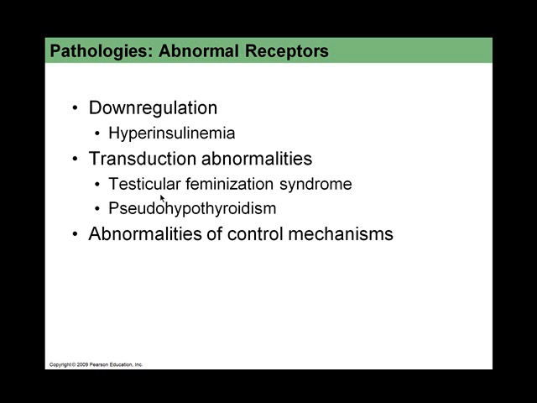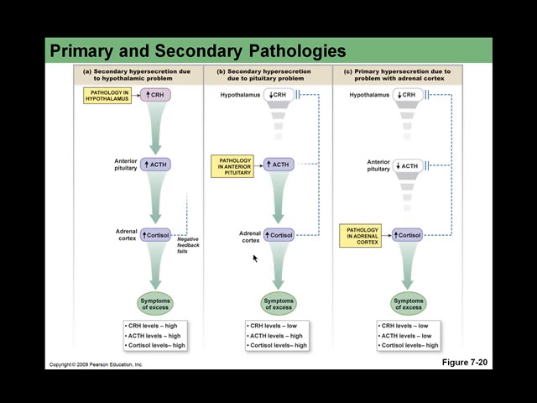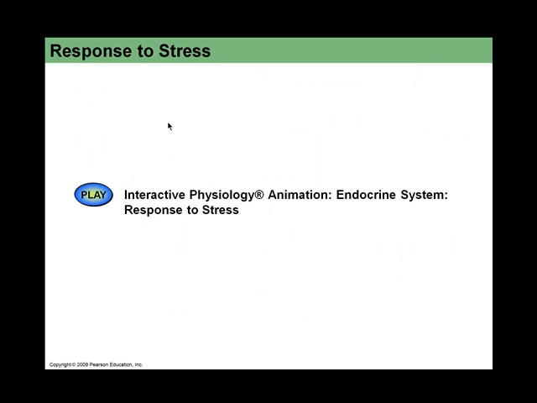Transduction abnormalities such as testicular feminization syndrome or pseudo-hypothyroidism, and abnormalities of control mechanisms. So quite obviously I'm trying to streamline these recorded presentations as much as possible. You're referred to the textbook for the additional information, descriptions on these cases, unless we encounter them in these upcoming slides. So primary and secondary pathologies will be considered next.